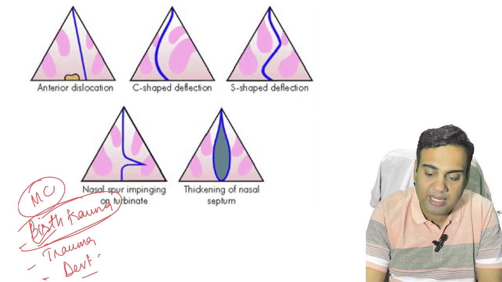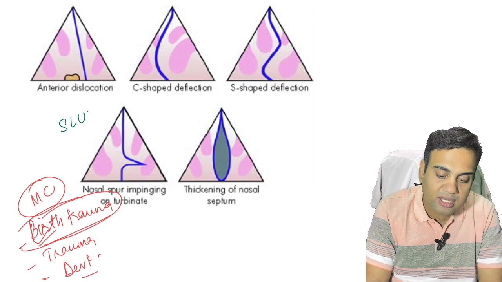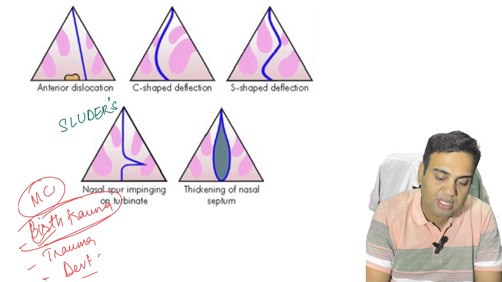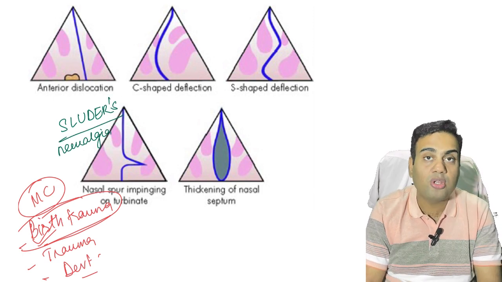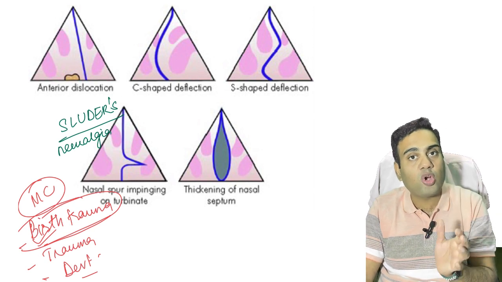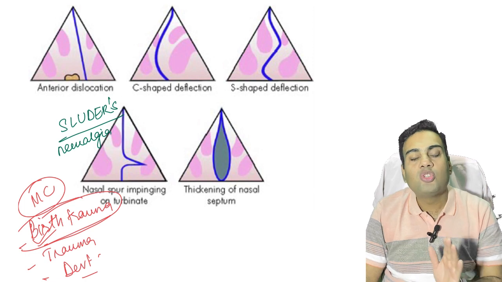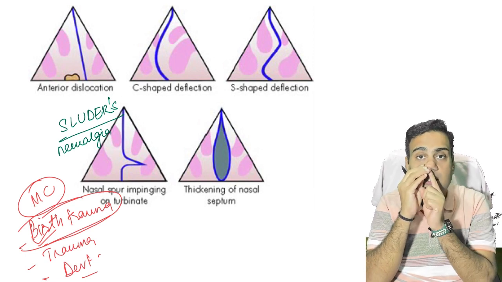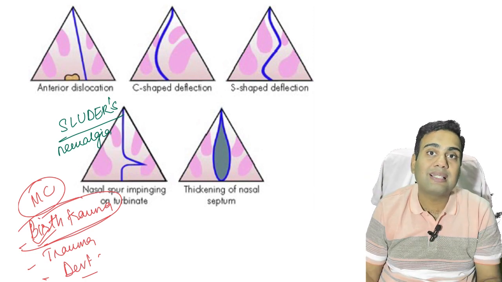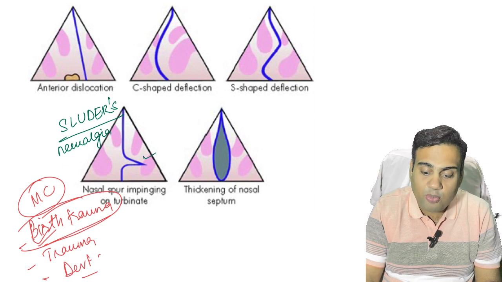This type of pain is very commonly called what type of neuralgia? This type of pain is commonly called Sluder's neuralgia. Sluder's neuralgia is the pain that is occurring because of compression of the nerves on the lateral nasal wall by the septal deviation. So the nerves on the lateral nasal wall are getting compressed because the septum is touching it. That is called Sluder's neuralgia. So that is one reason why this is a little problematic.